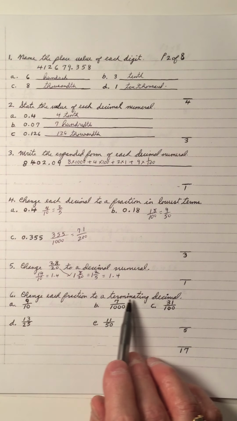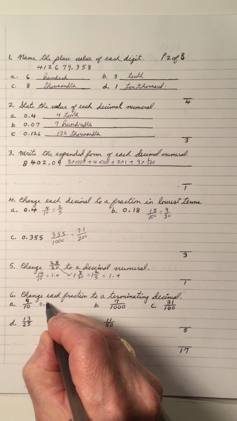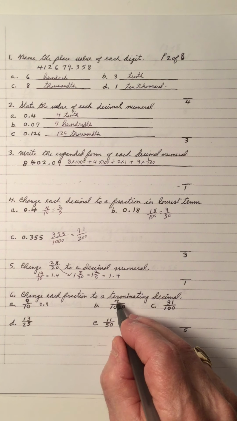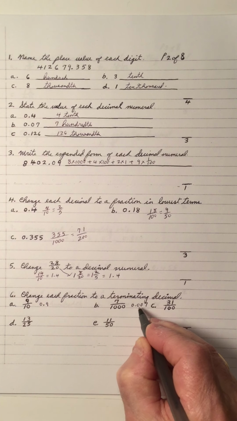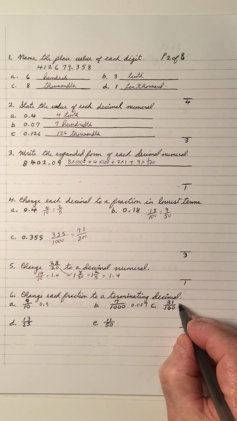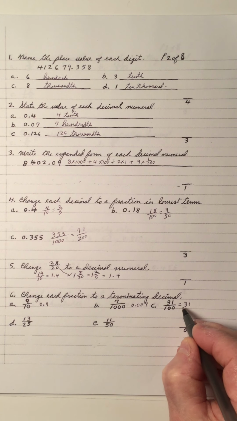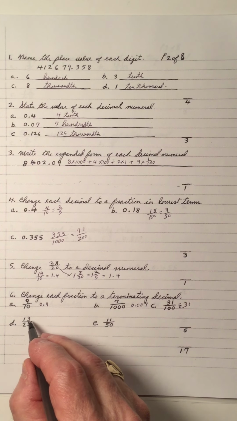Number 6, change each fraction to a terminating decimal. So 9 over 10 is decimal 9, because the 9 has to go into the tenths place. 7 over 1,000, the 7 has to go into the thousandths place, tenths, hundredths, thousandths. 31 over 100, the 1 has to go in the hundredths place. So 0 decimal 31.